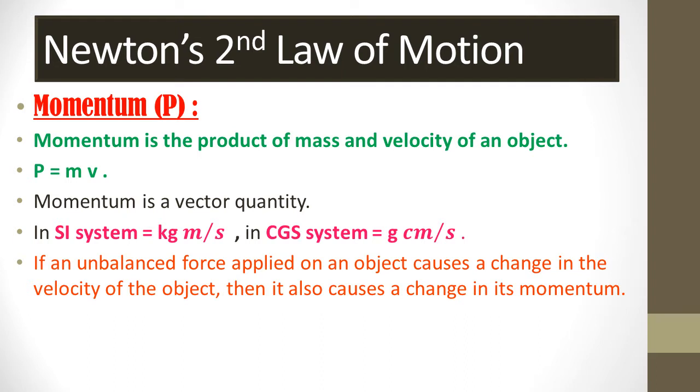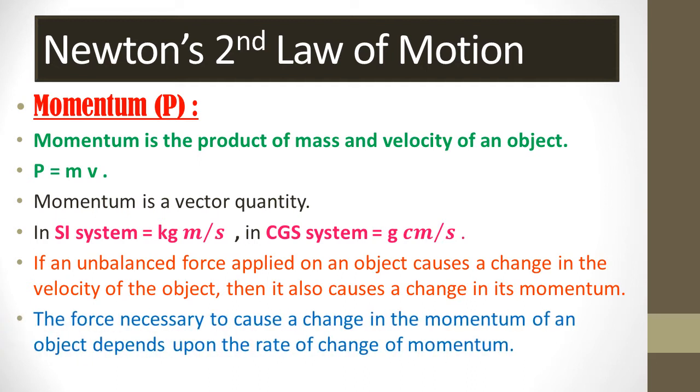If an unbalanced force applied on an object causes a change in the velocity of the object, then it also causes a change in its momentum. That means if an external force is applied on the object, the velocity will obviously change, but with velocity, momentum also changes, and the force necessary to cause a change in the momentum of an object depends upon the rate of change of momentum. So this was all about momentum.